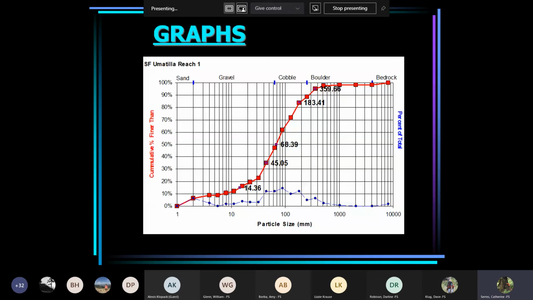And then graphs. Everybody likes to see graphs. This is just a standard pebble count graph. It tells you where your D50s are. You can do ones for water temperature, if you've got hobo temperature monitors out, 7-day averages. There's all kinds of different graphs that you can provide.